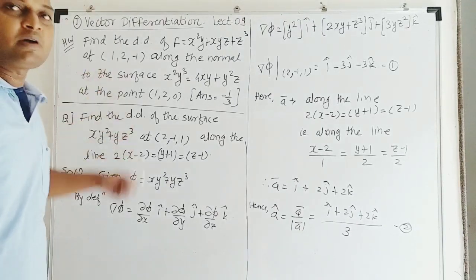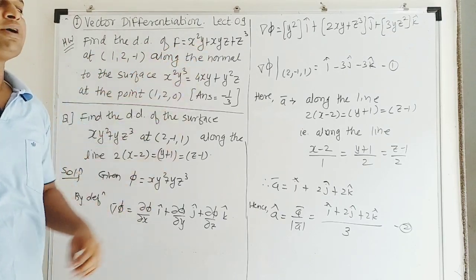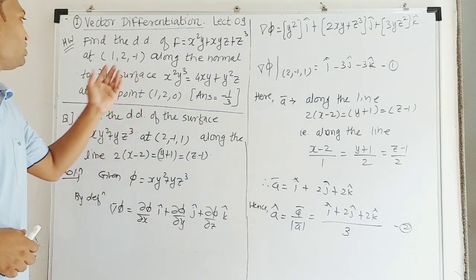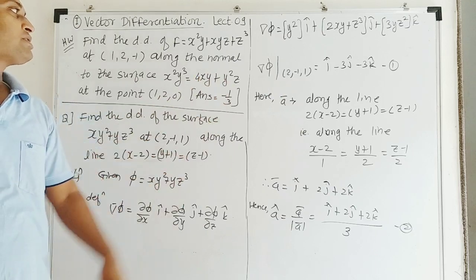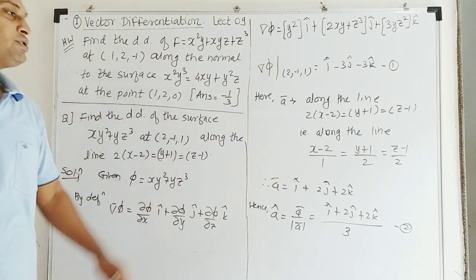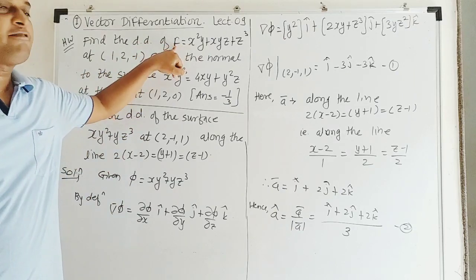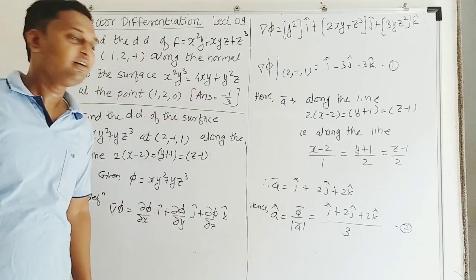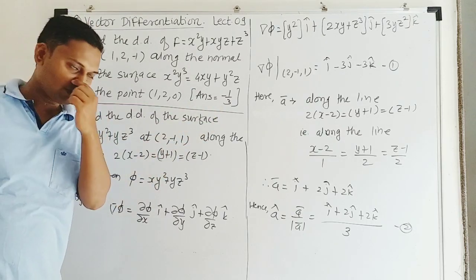This is the problem for homework. Find the directional derivative of f equal to x square y plus xyz plus z cube at (1, 2, -1) along the normal to the second surface x square y cube equal to 4xy plus y square z at the point (1, 2, 0). So this is like the previous problem. This is the first surface, f instead of phi, and this is the second surface, you can call it g. So if you proceed like the previous example, you will get the answer as minus 1 by 3.